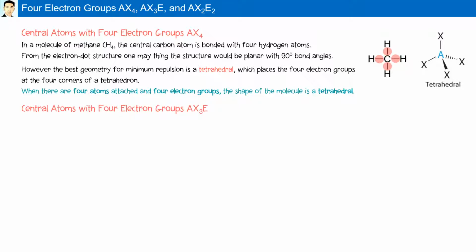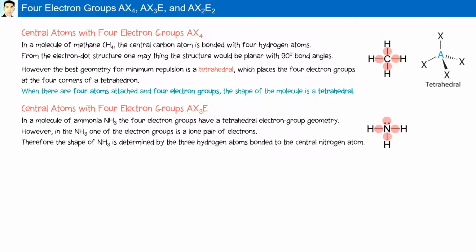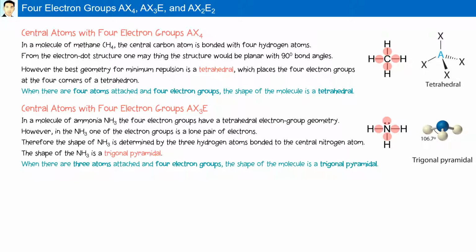Central atoms with four electron groups, AX3E. In a molecule of ammonia, NH3, the four electron groups have a tetrahedral electron group geometry. However, in NH3, one of the electron groups is a lone pair of electrons. Therefore, the shape of NH3 is determined by the three hydrogen atoms bonded to the central nitrogen atom. The shape of NH3 is trigonal pyramidal. When there are three atoms attached and four electron groups, the shape of the molecule is trigonal pyramidal.